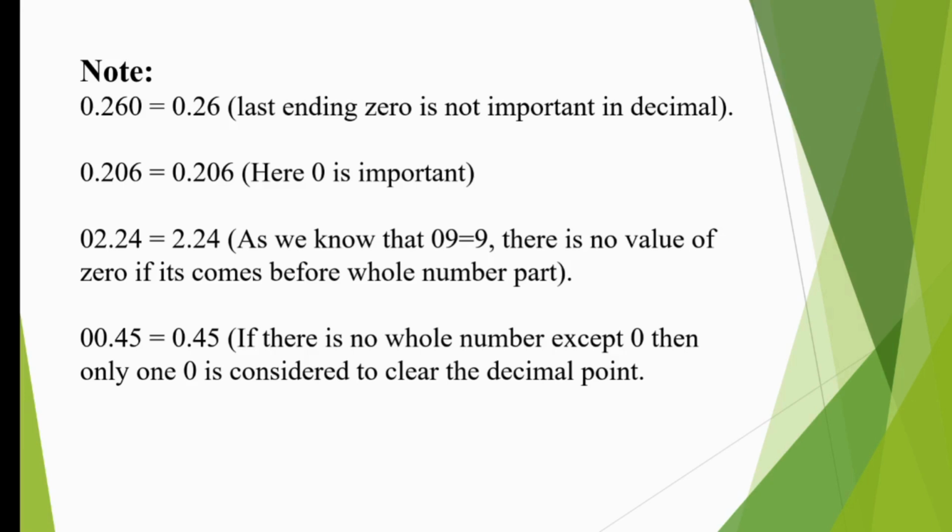The first point is 0.260 is equal to 0.26. Ending 0 after the decimal part is meaningless. We mostly put it to make like decimals.